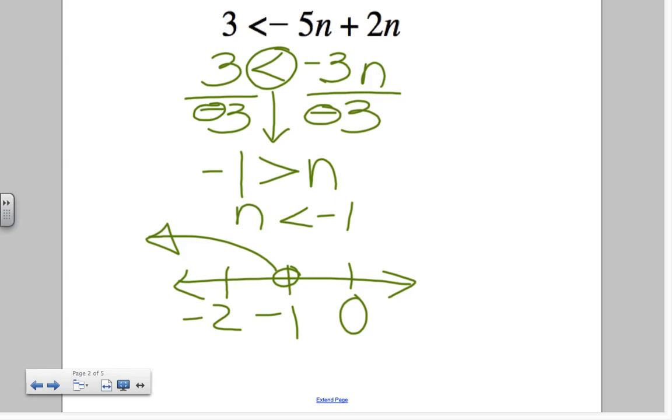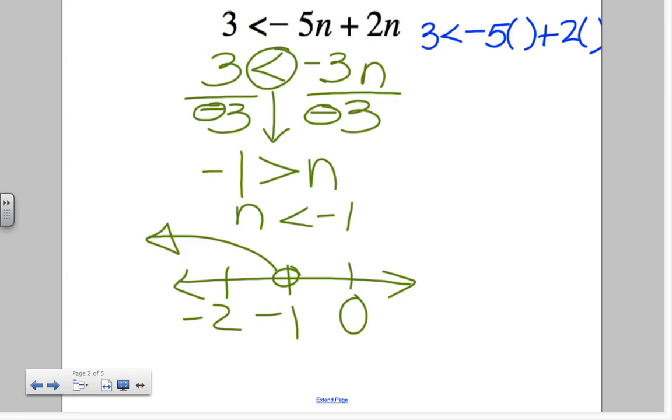Now let's check. Who wants to give us a good number to check with? What value of x should we use, Maya? -2. So we're going to plug in 3 is less than -5 times our n plus 2 times our n. And we're going to put -2 here and a -2 there.